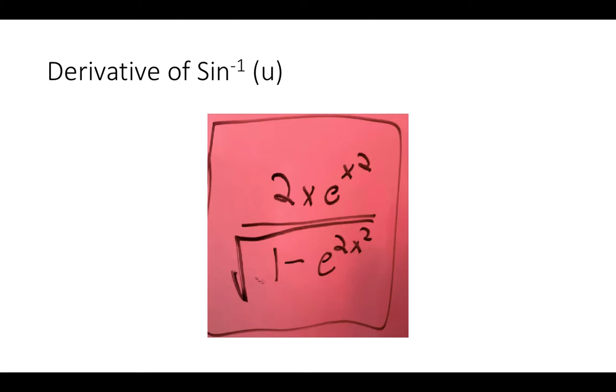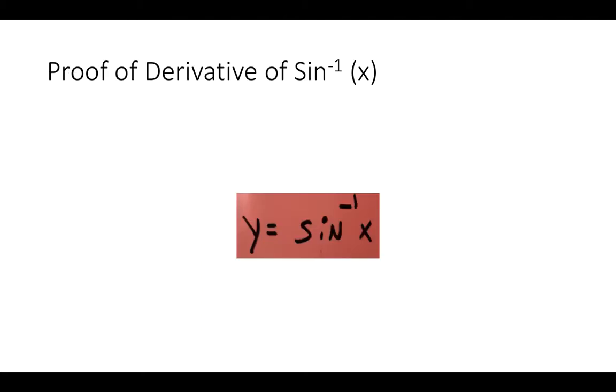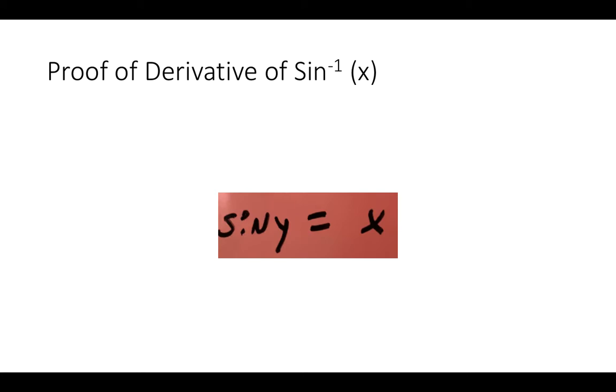Alright, so now let's prove the other formula. In order to prove this formula, let's start off with the basics. Some y function is equal to the inverse sine of x. What we like to do is first take sine of both sides, and we make it into something we can manipulate. Boom. Now we have sine of y is equal to x.